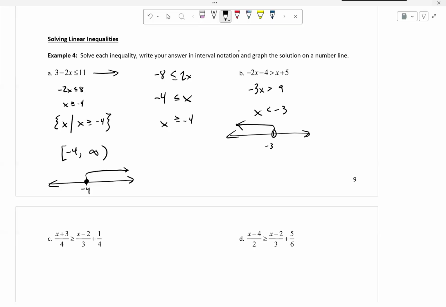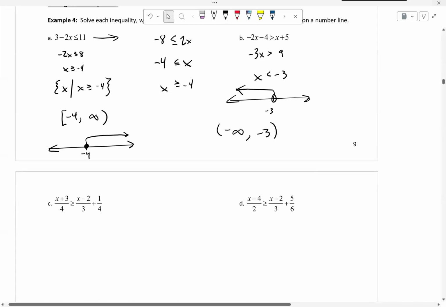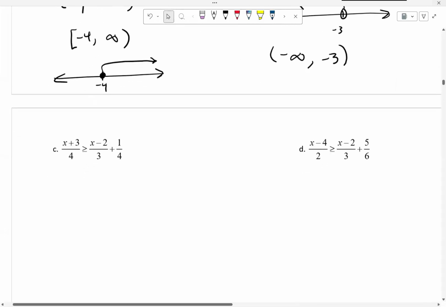And interval notation? Oh, it's -3 with a parenthesis. This would mean it starts at -3. So it doesn't start at -3, it starts at negative infinity, with a parenthesis. What do we think? Yeah. Nice. Thank you. That's interval notation. If you don't love it now, don't worry. You will love it. It's great. It's very, very efficient. For C, would you just discuss with your neighbor what's a good first step here?